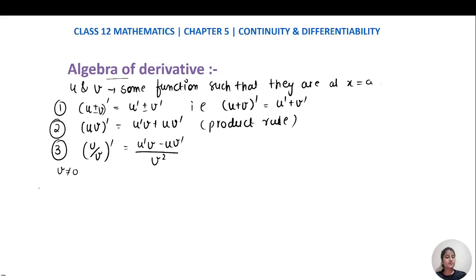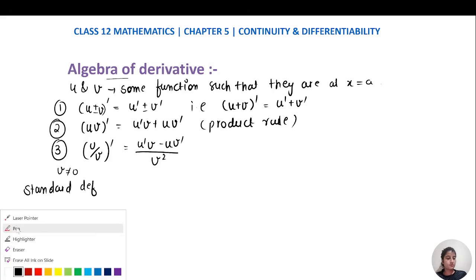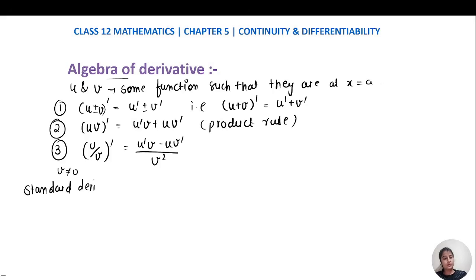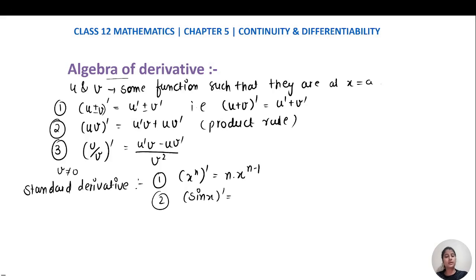Now by using that, we have some standard derivatives, which you guys should know. The first one is the derivative of x raised to n. It is given by n times x raised to n minus 1. Then the second one is the derivative of sin x. They are standard derivatives, so you should learn these formulas. That is, (sin x) dash is cos x.